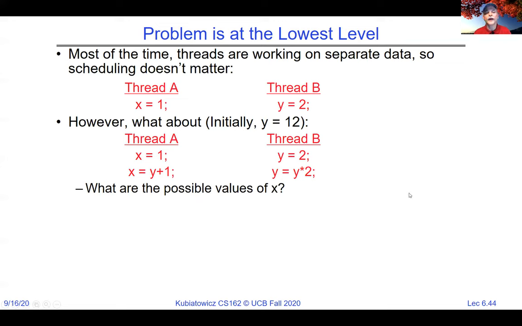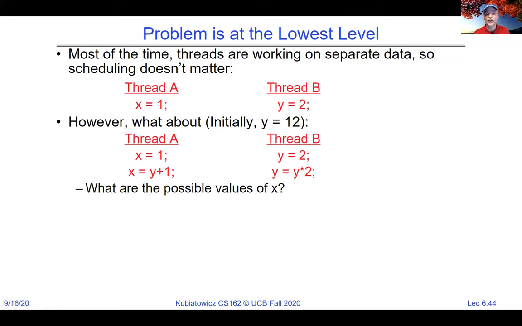Okay? So here is an instance which is a little crazier, right? Where thread A is operating on some data, including Y, and thread B is operating on Y. And suddenly we have a race condition.